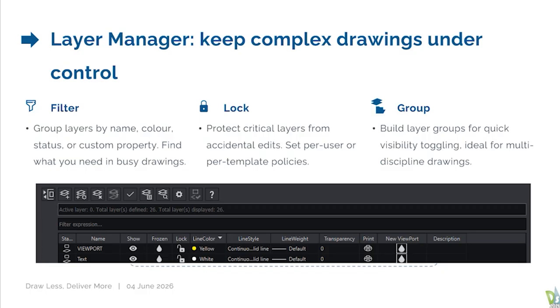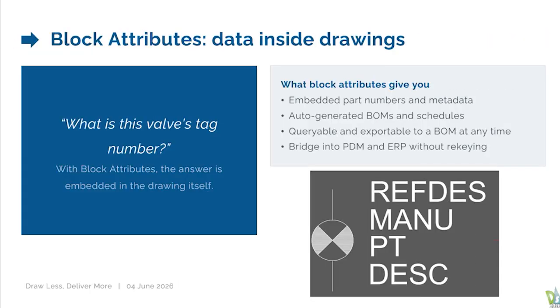And layers are project specific as well, if you want to use them in that way. Block attributes are data inside your drawings. I did cover this. So here's a symbol of a valve with block attributes. So what do attributes give you?